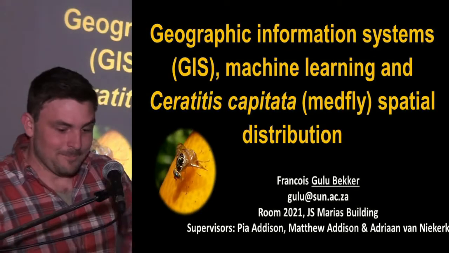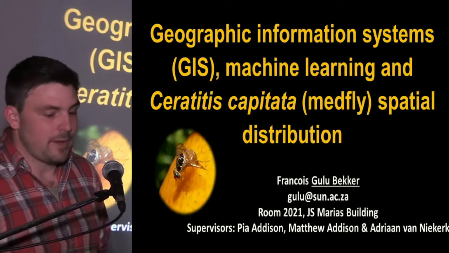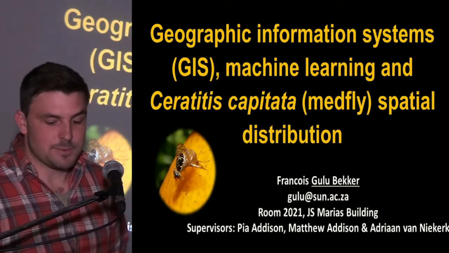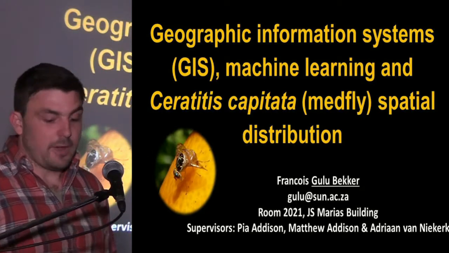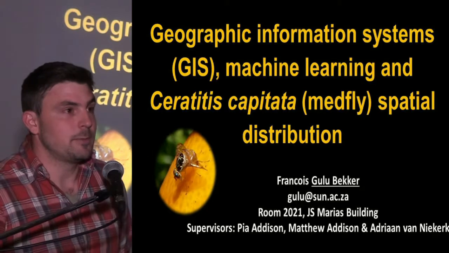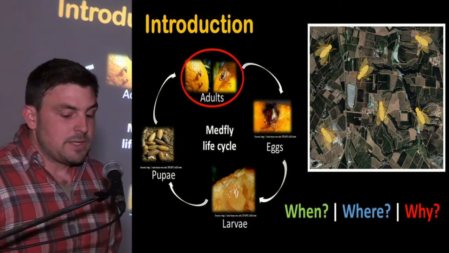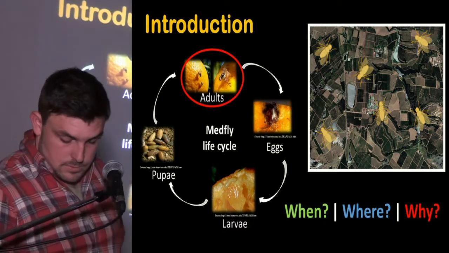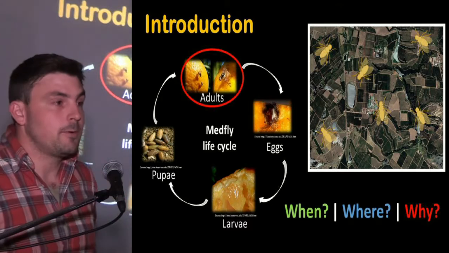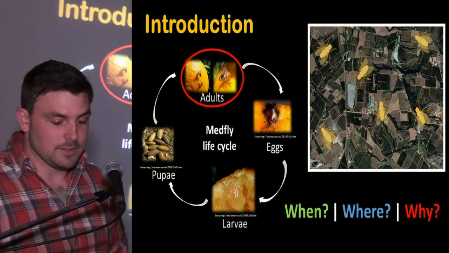Good afternoon, everyone. Geographic information systems and machine learning can improve our understanding of medfly spatial distribution in complex agricultural systems, enhancing and refining our management of this economically important pest. Adult medflies are mainly the target in management programs, and area-wide programs for this pest have shown promising results.